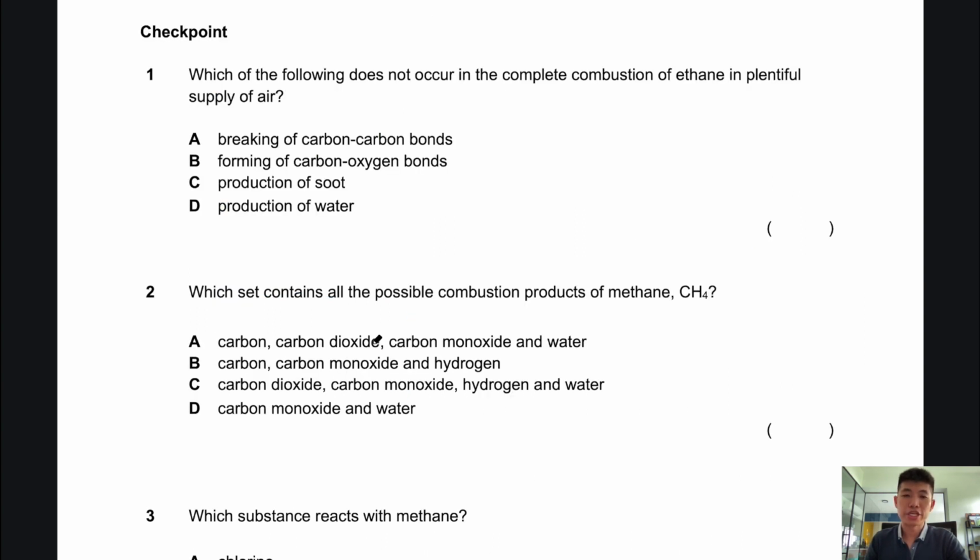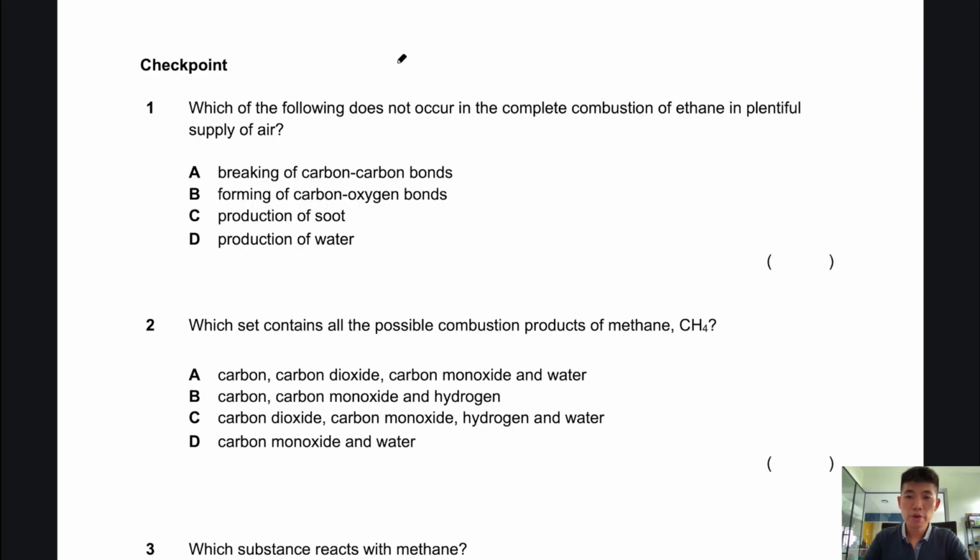Now let's take a look at the checkpoint. Spend some time to look at the questions and then we'll discuss. Question 1, we have ethane. Ethane has this structure, right? So when it undergoes combustion, the bonds here will all break. So carbon-carbon bonds will break. It does occur. Need to break this.